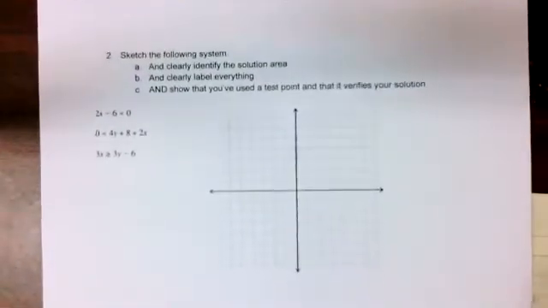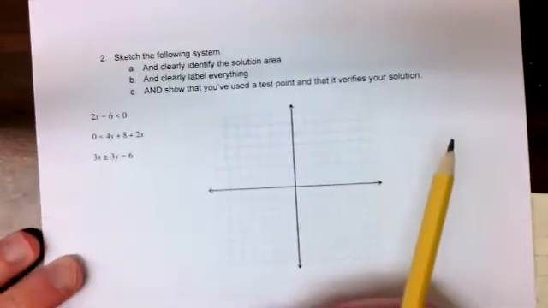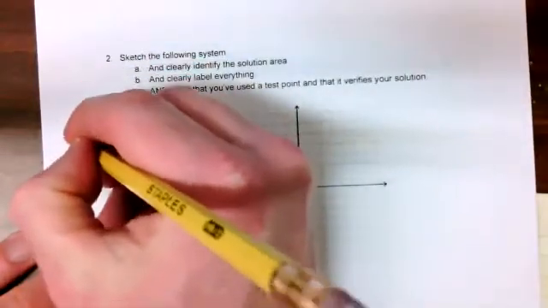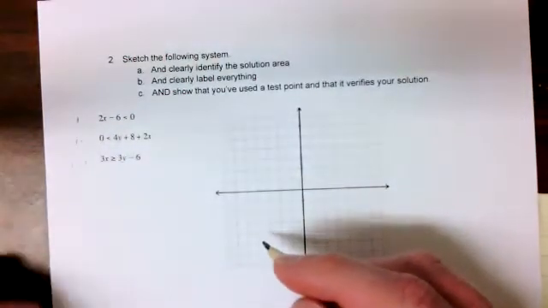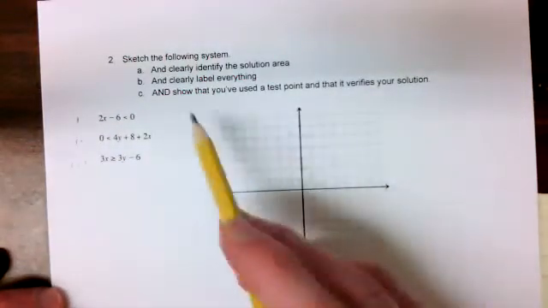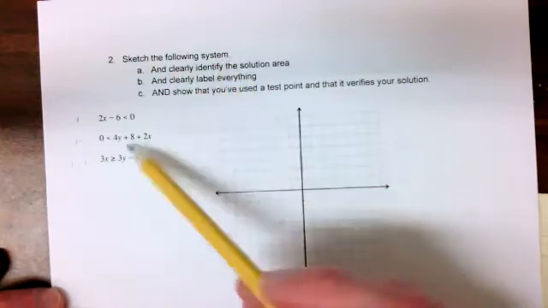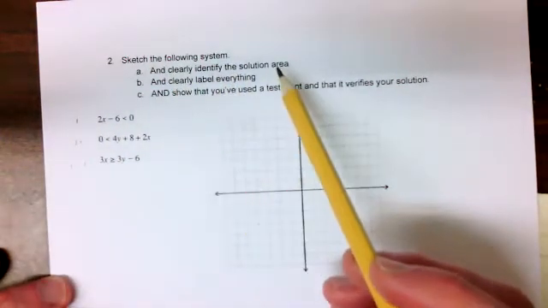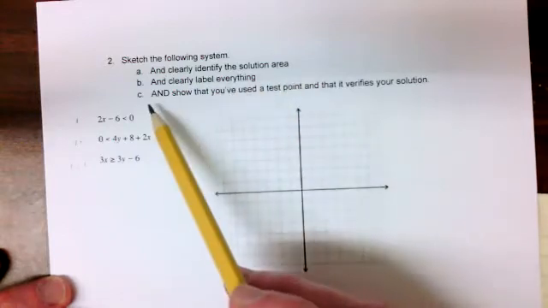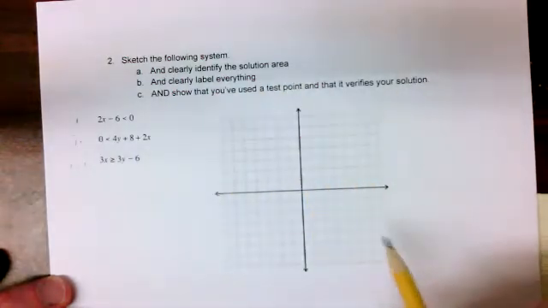All right, second page. Now we've got 3 different ones to do here. I'm going to just call them I, II, and III, just to kind of keep them separate. So sketch the following system. System means more than one, so these 3 are all going on the same graph. Clearly identify the solution area, clearly label everything, and show that you've used a test point that verifies your solution.